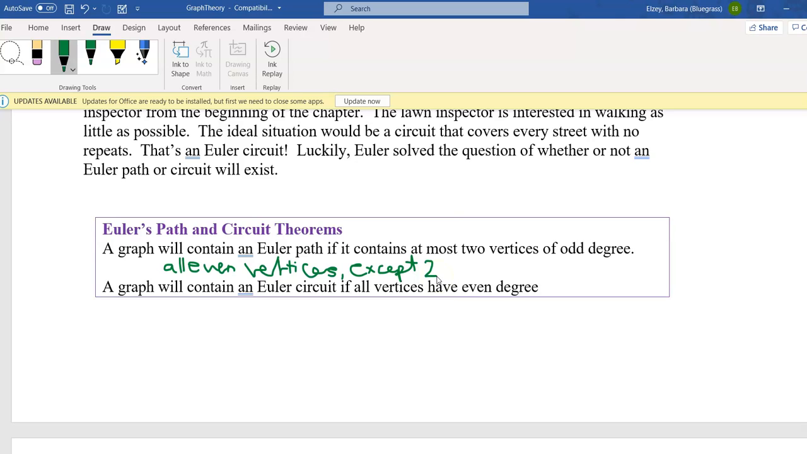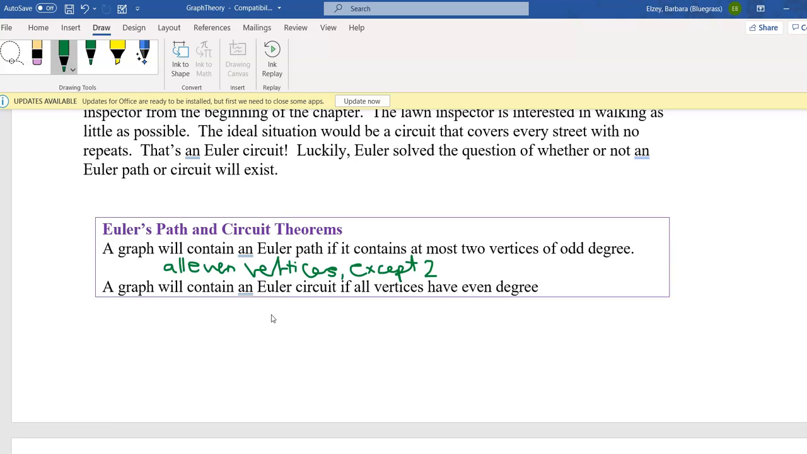So we can have two odd vertices and it will have a path. We can have no odd vertices and it will have a path. So all even vertices, or all even vertices and two odd vertices. We will never see one odd vertex with a path. So all even or all even and two odd. Now a graph will contain an Euler circuit only if all of the vertices are even.